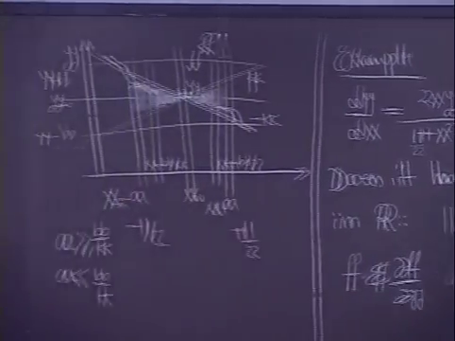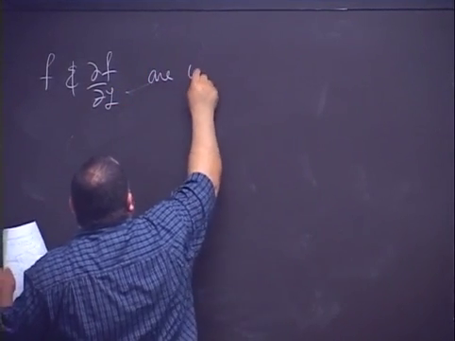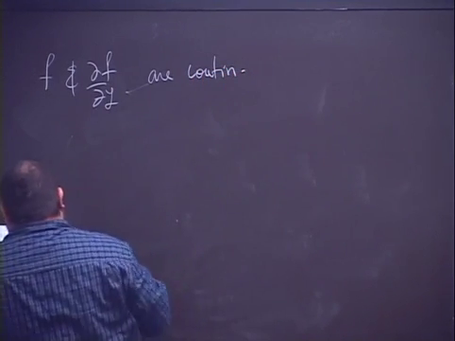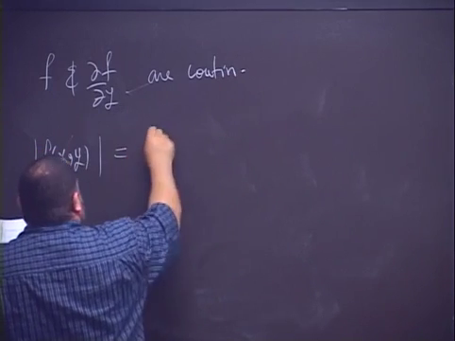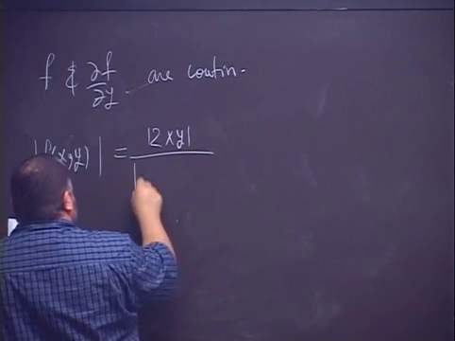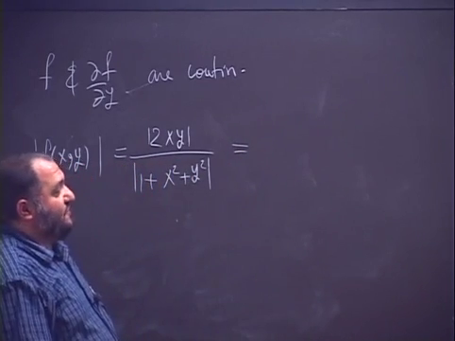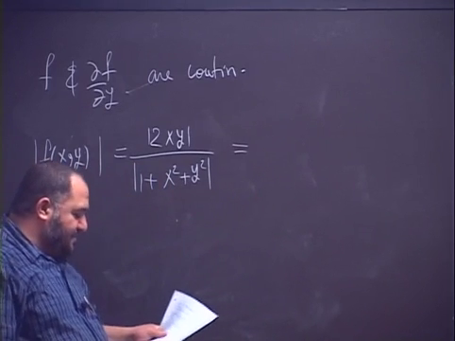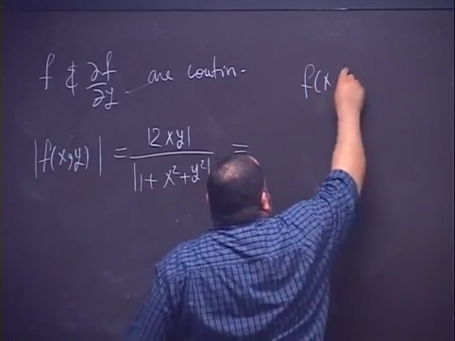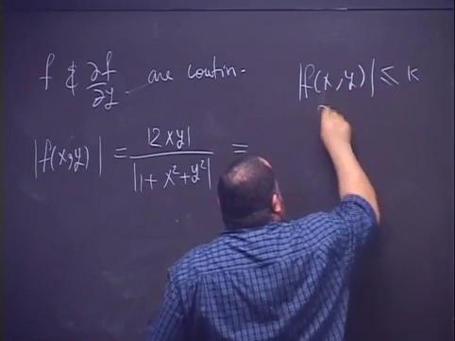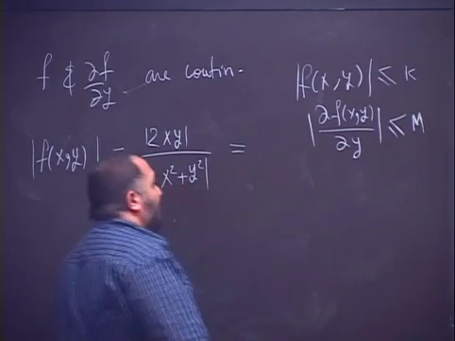So function f and df by dy are continuous. So what's the function f here? The absolute value of function f is 2xy, the absolute value, divided by 1 plus x squared plus y squared. If you want to get the function f less than certain values, or its derivative less than certain values. So we said that for the existence, we have to have the absolute value of f of x and y less than K, and the derivative of f with respect to y less than or equal to M, as we wrote last time.